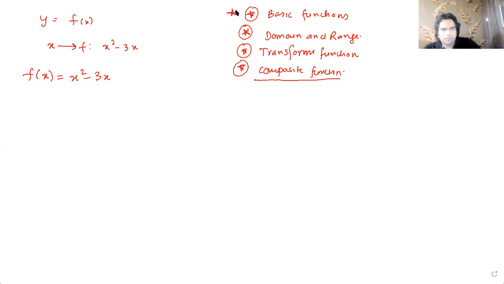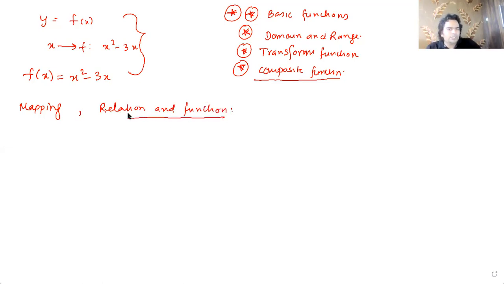Now, the first thing is that when you talk about the basics of functions, as you can see the notation, you need to understand certain key terms, for example, mapping. The second thing is when a given relation is a function, and the difference between a relation and a function.